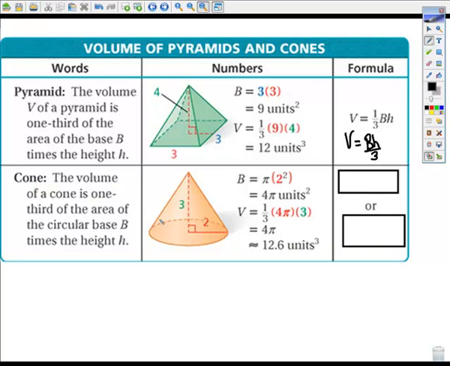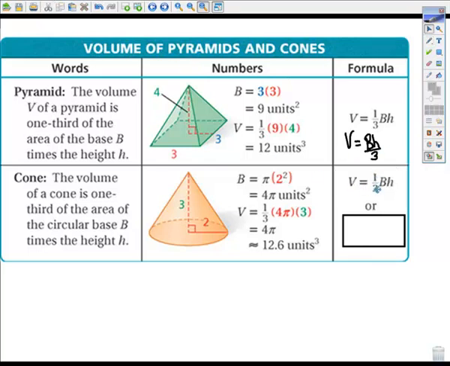Next we have the cone. We know that the base of a cone is always a circle, and we know the area of a circle is always pi r squared, and then it's 1/3 of the circle times the height. So it's 1/3 of the circular area times the height of the cone. Here we have pi r squared, the radius is 2, so here is the area of the circle. We take 1/3 of that times 3. When we take 1/3 of 3, it's 1. 1 times 4 pi is 4 pi, and then we approximate it. So here you can fill these in.